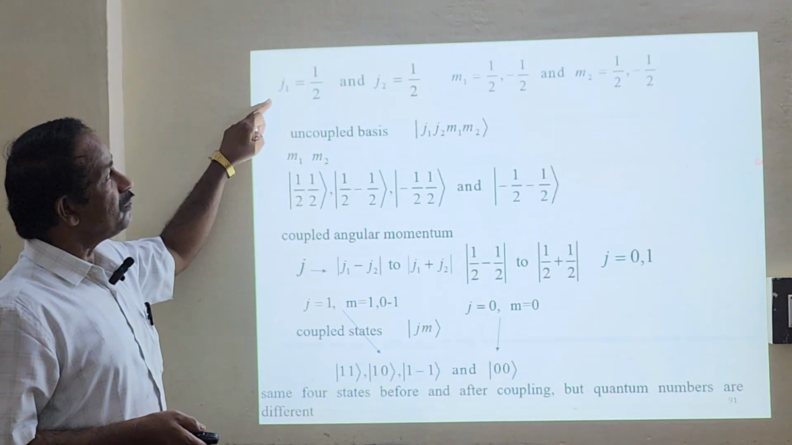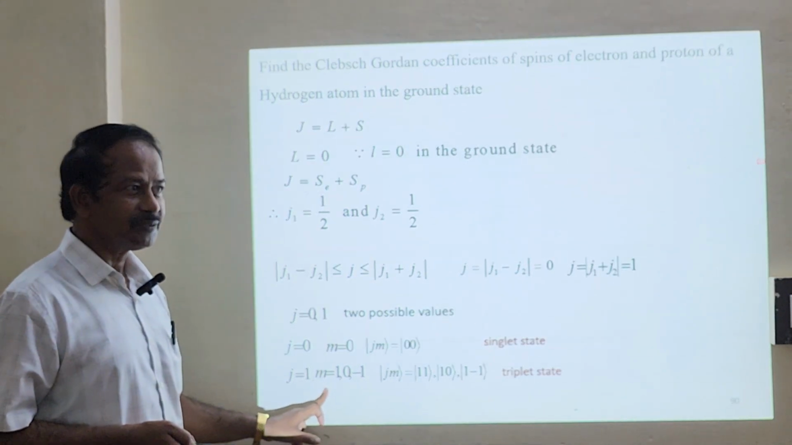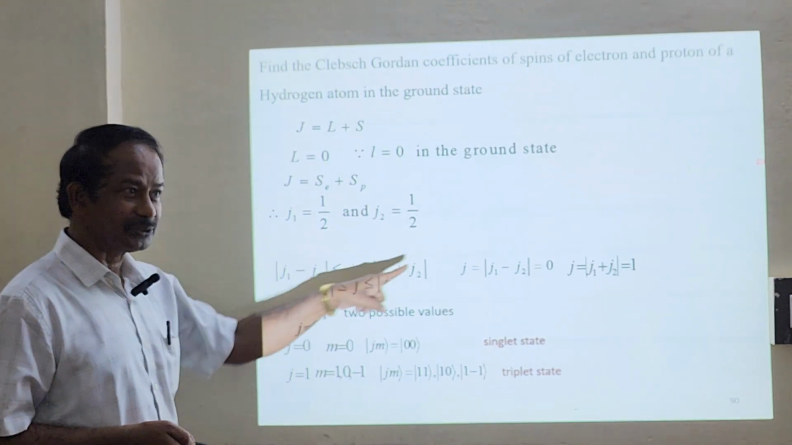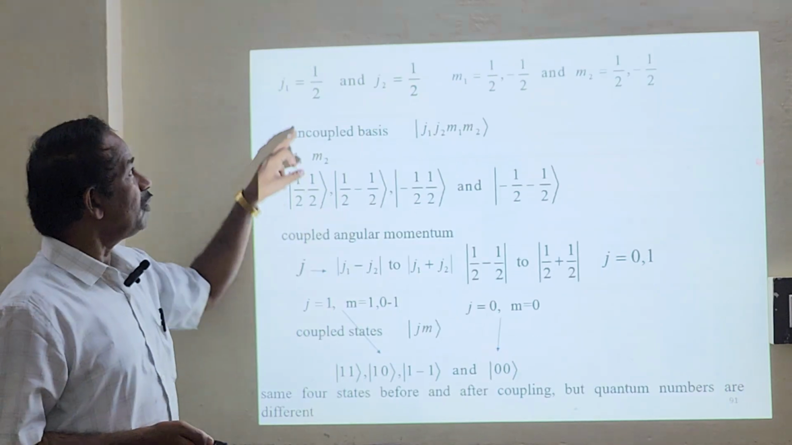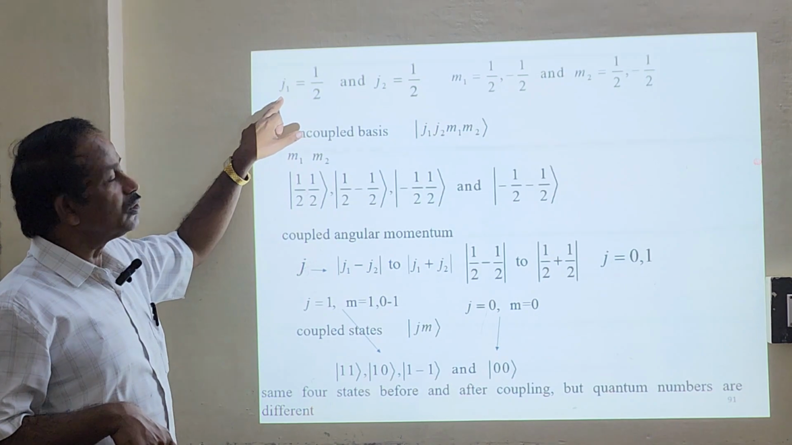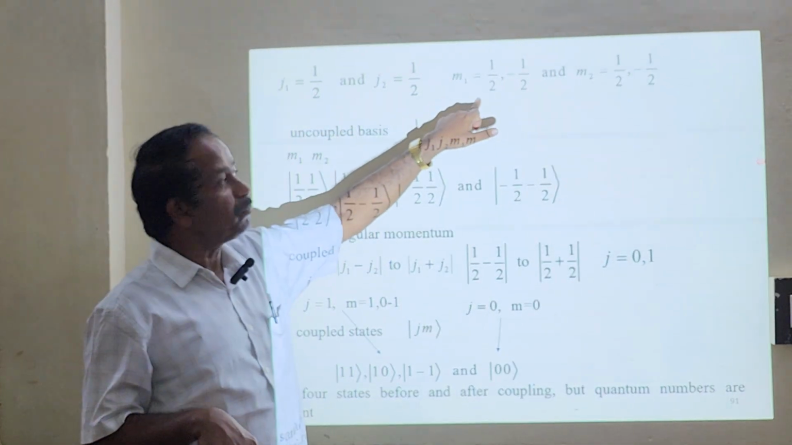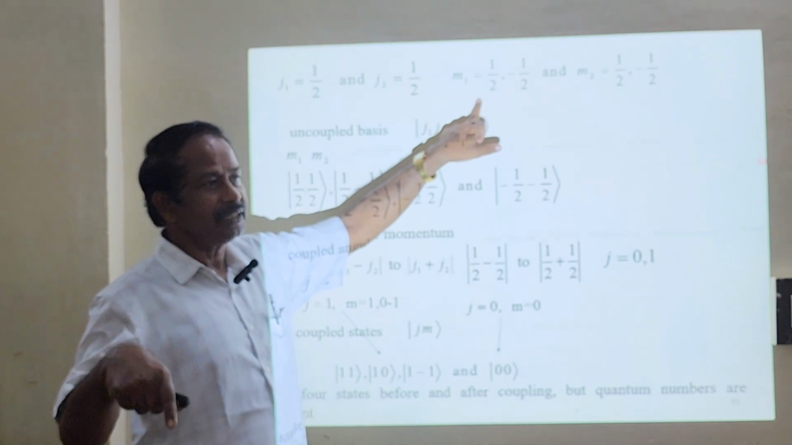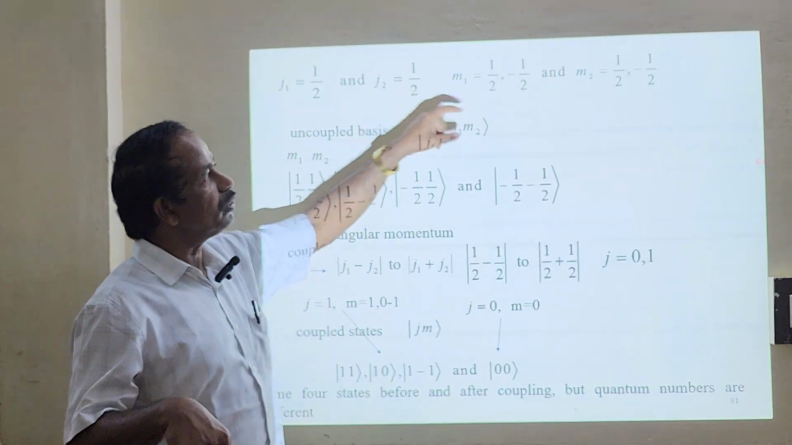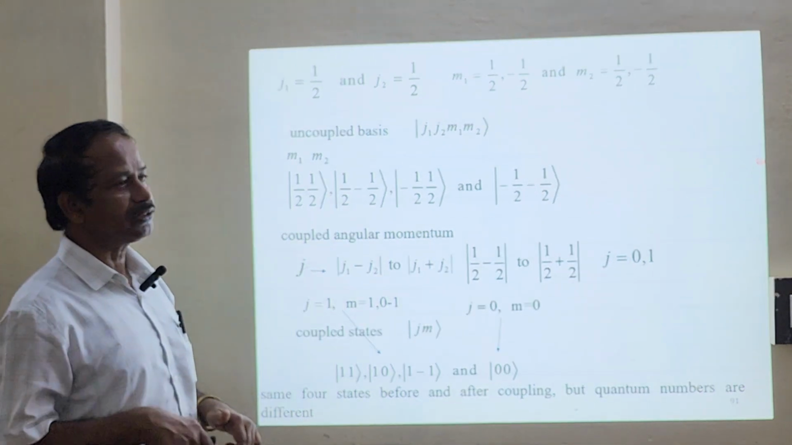Now we will go for the uncoupled one. So this was for the coupled state, where we have added these two. Now we will go for the uncoupled state, the individual states. So J1 equal to 1/2, J2 equal to 1/2. If J1 equals 1/2, then M1 will be 1/2 and minus 1/2. J2 equal to 1/2, M2 equals 1/2 and minus 1/2.